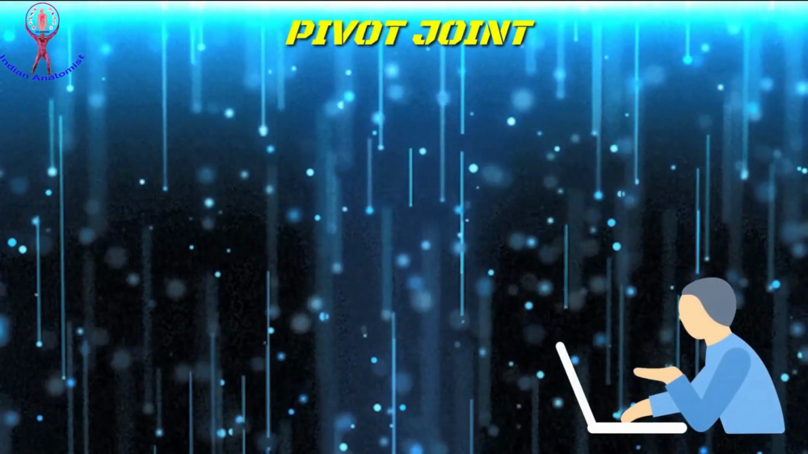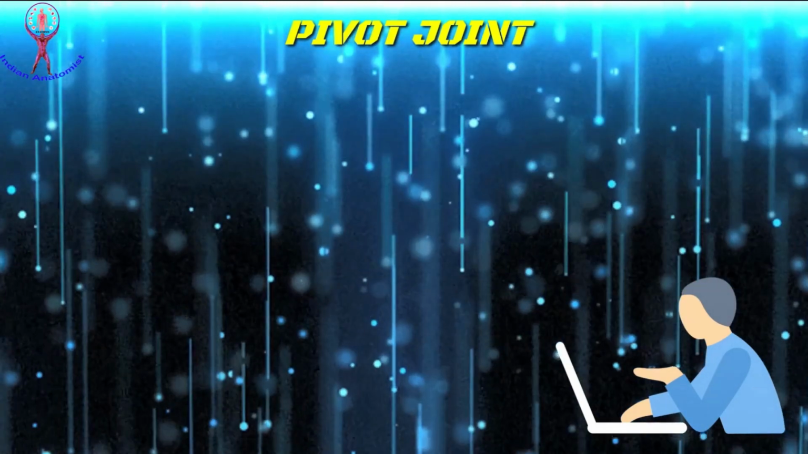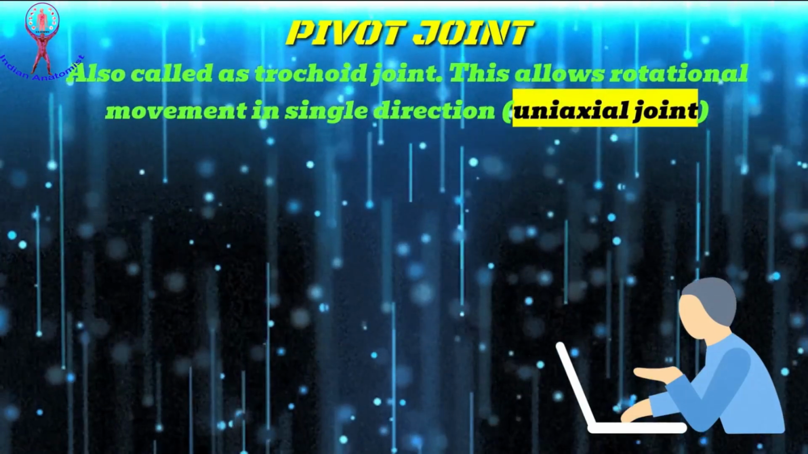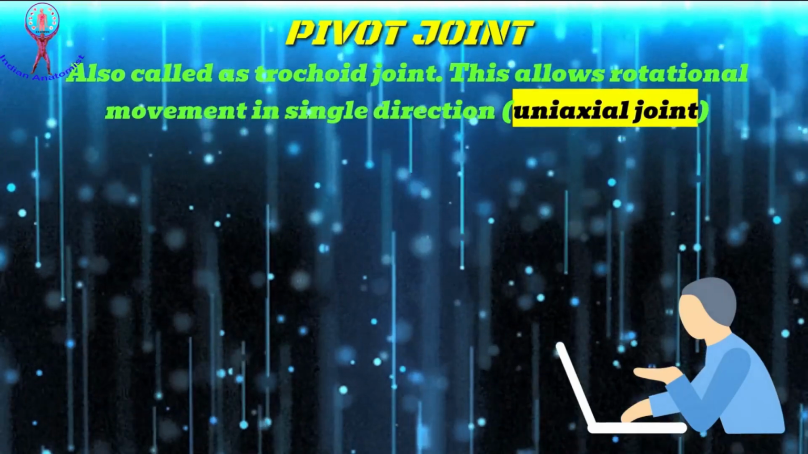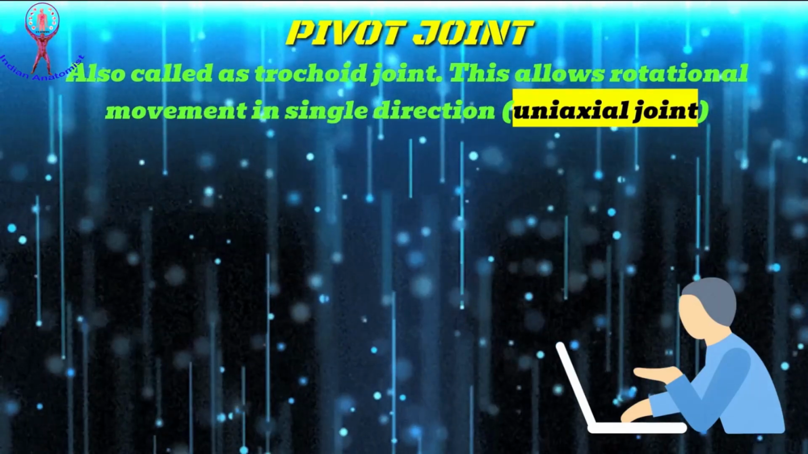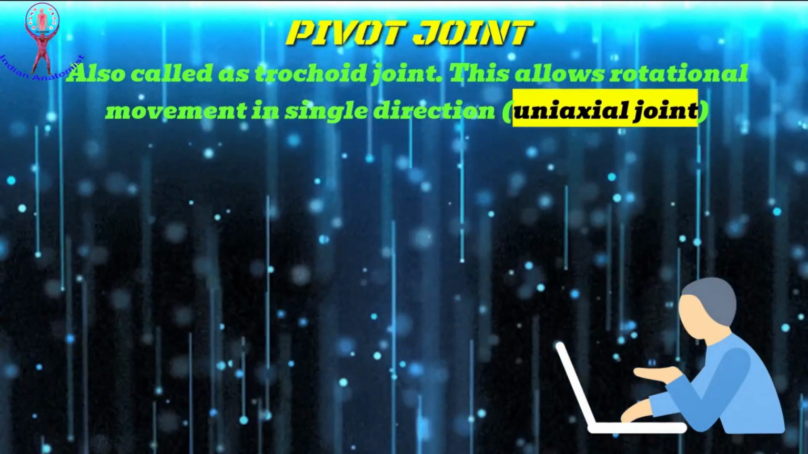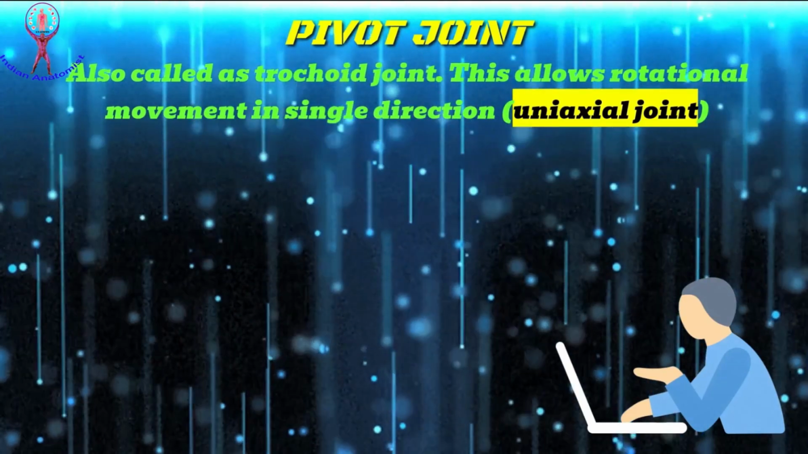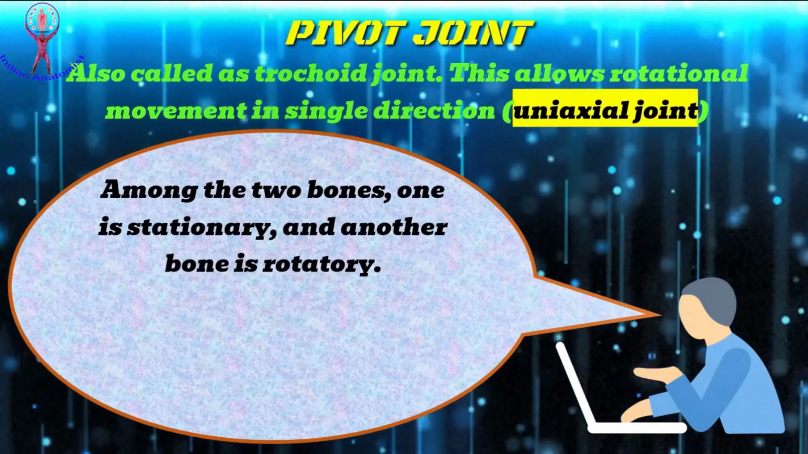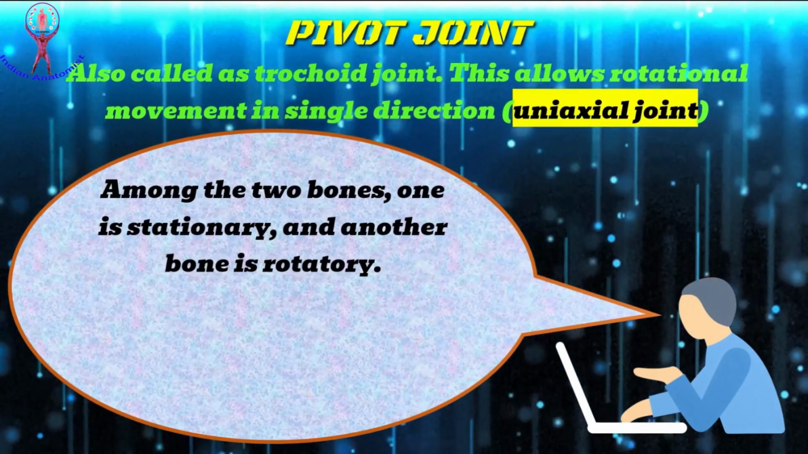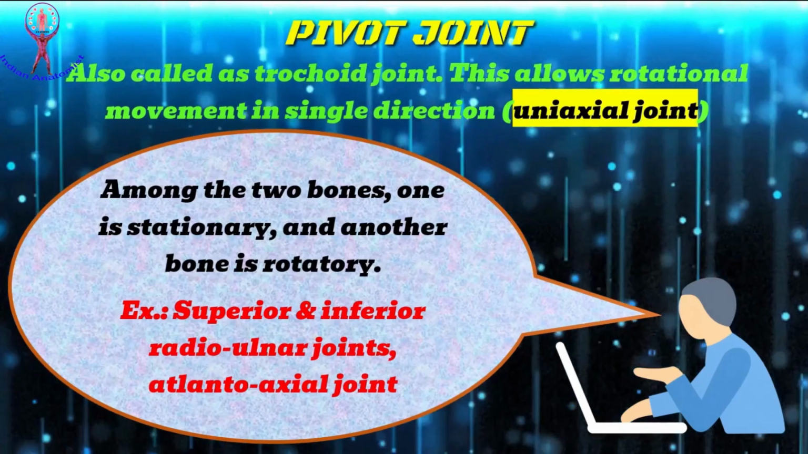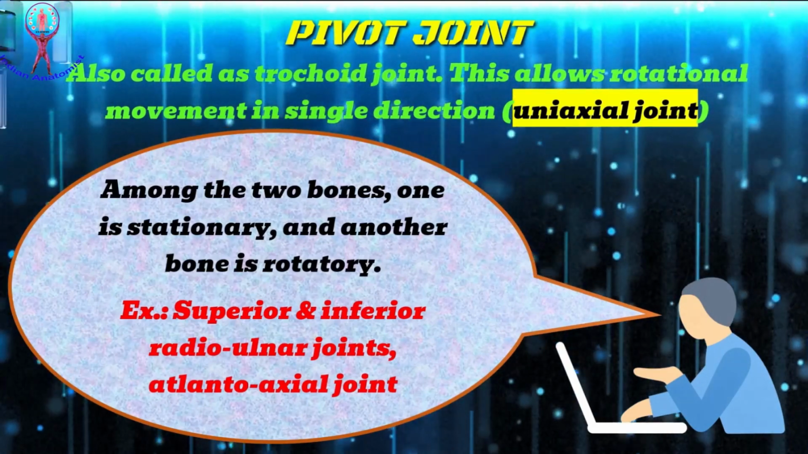Next variety is the pivot joint. What is a pivot? In physics, the pivot refers to a pin or shaft that a mechanical component rotates on. Some of the human joints are classified as pivot joints, and they are also named trochoid joints. A pivot joint is a uniaxial joint that only allows rotation in one direction. One of the bones in that joint is fixed or stationary, while the other bone can move. This means that the fixed bone works as the joint's axis. Some examples are the superior radio-ulnar joint and the atlantoaxial joint.